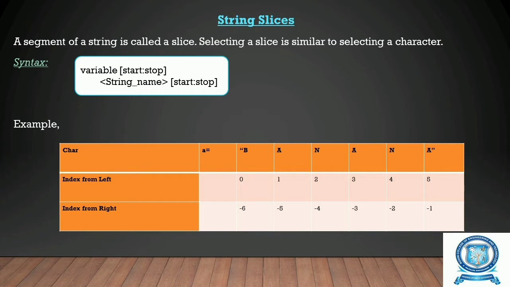For example, we take the same example. a is equal to banana, so banana is the string we have chosen. The index value starts from 0 to 5 as indicated: b is at the 0th index and the last a is at the 5th index. When we index from the right, it starts from -1. When starting from the left, the index value starts from 0, and when coming from the right, the index value starts from -1, so -1, -2, -3 up to -6.